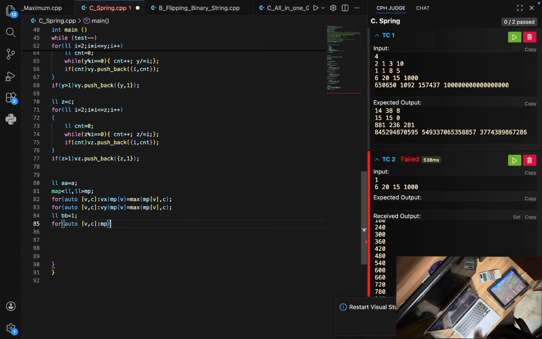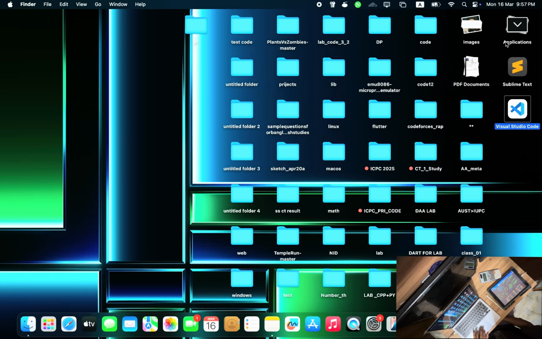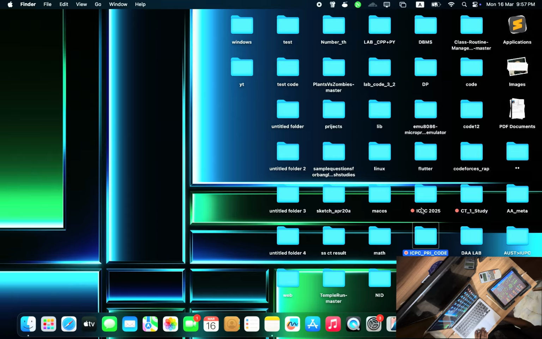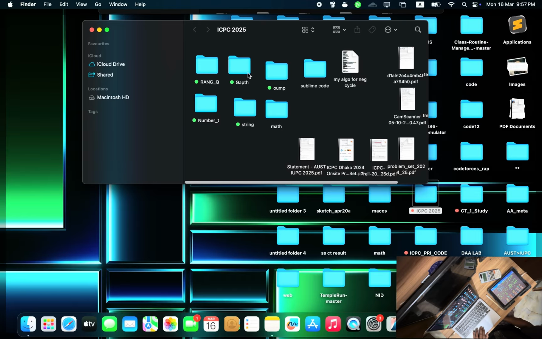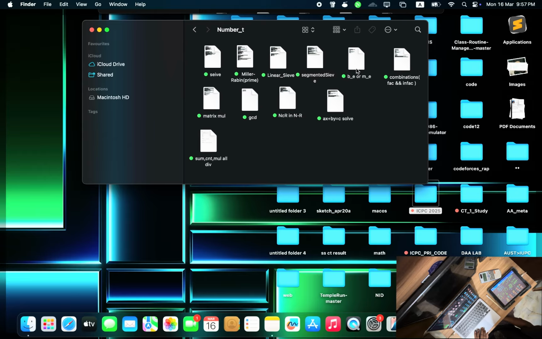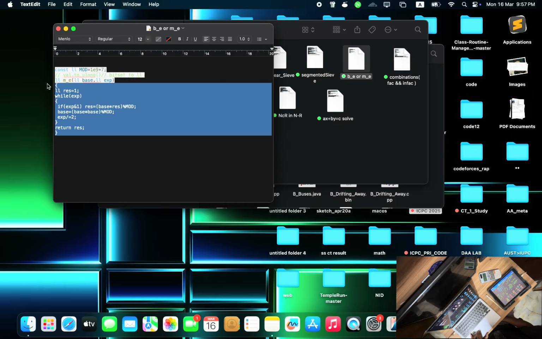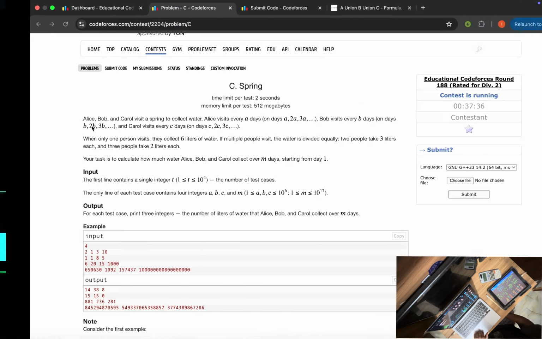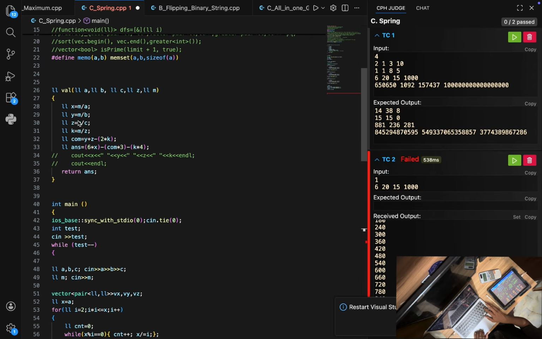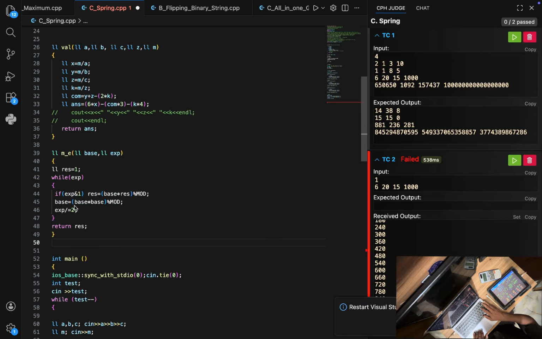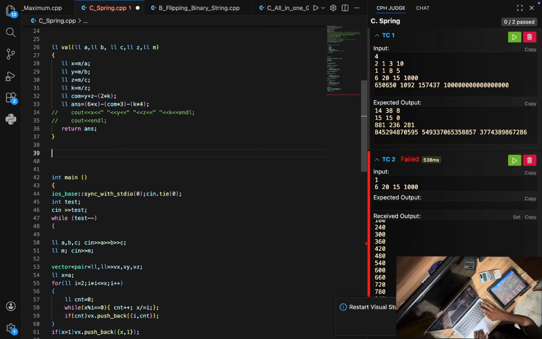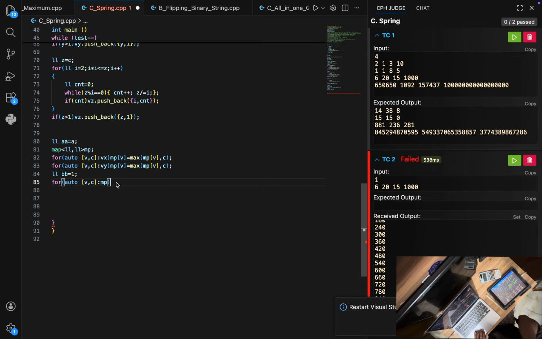Should I use modular exponentiation? Why not? Okay, not this one. Number theory, binary exponentiation. It does not need any mod. Mod isn't needed, so the value shouldn't be that large. I think I can do a brute force.